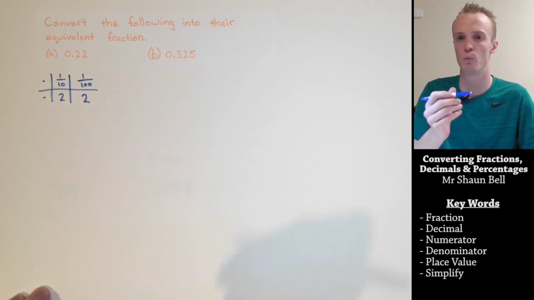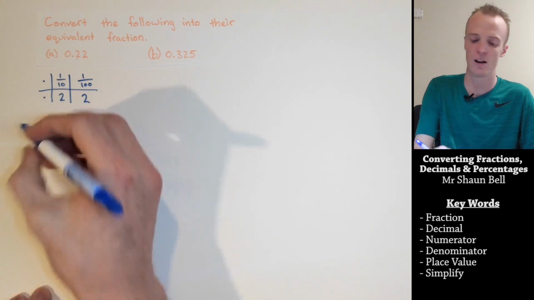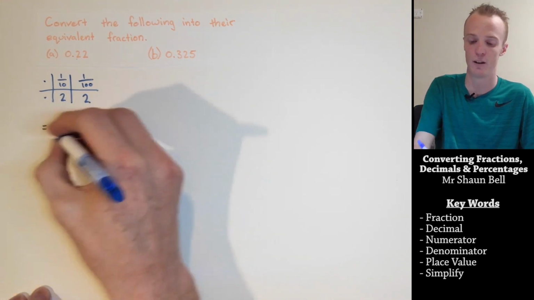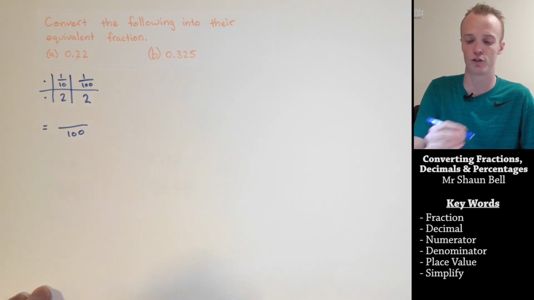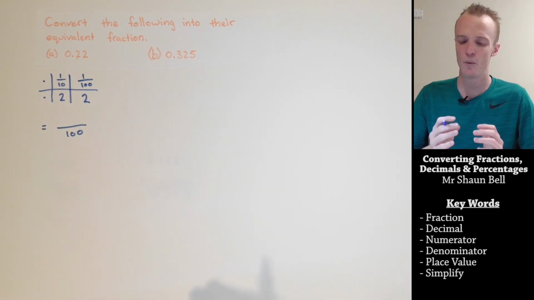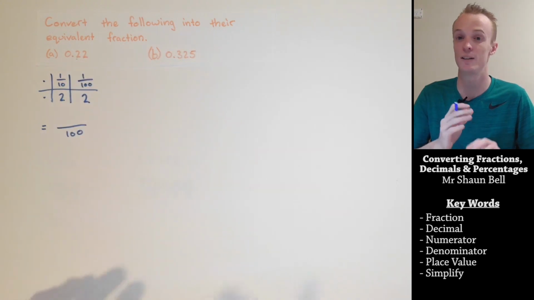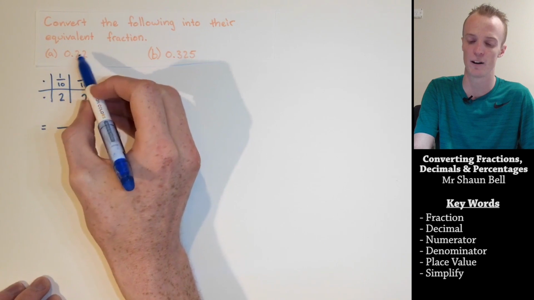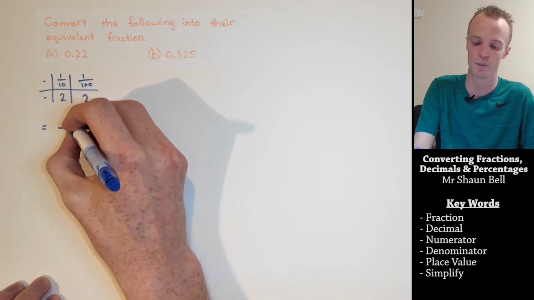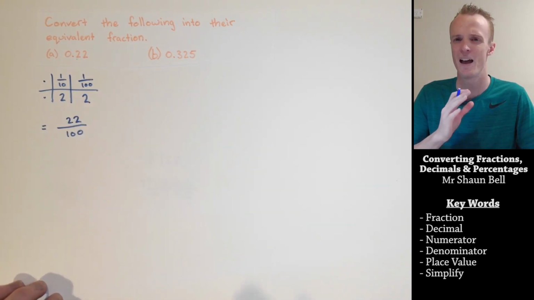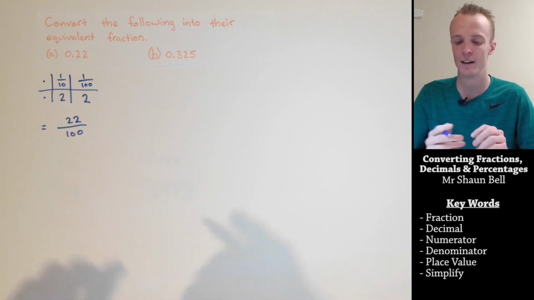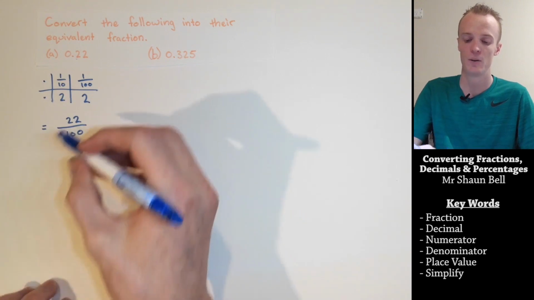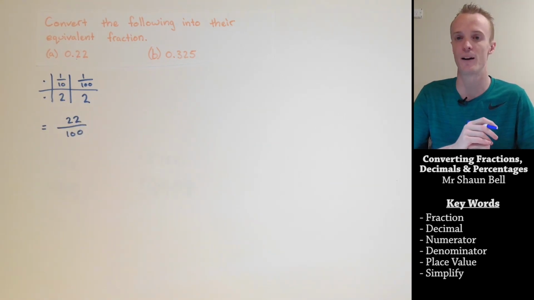In this case, it was 100ths. And I want you to put the denominator of that place value on the bottom of a fraction. Once we've done this, I want to put all the decimal place values, and it's important, only the decimal place values, into the numerator spot. In this case, that is going to be the 2 and the 2. And what we've actually achieved here is we've got 0.22 as a fraction, which is 22 out of 100.